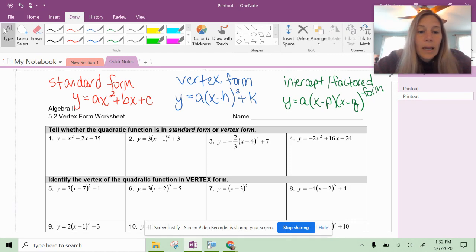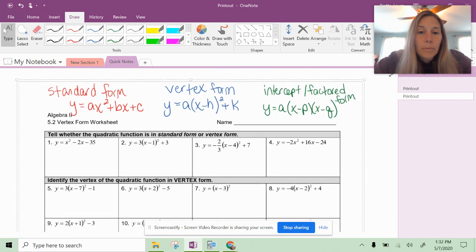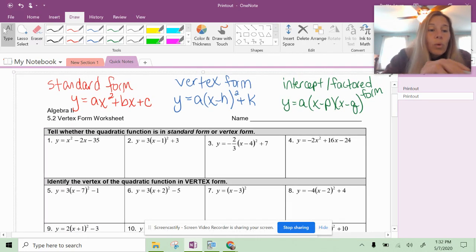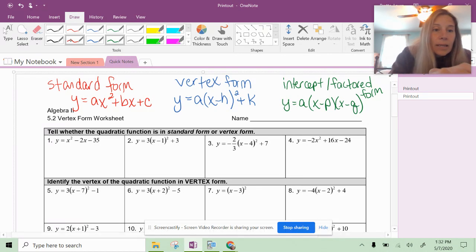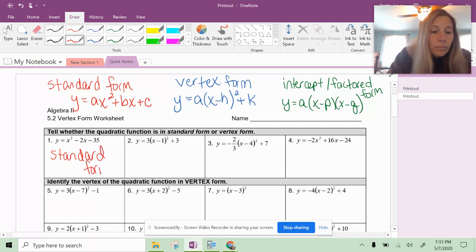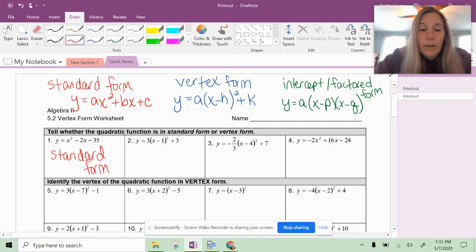So we're just looking at numbers 1 through 4 here. And we're just going to say which one it is. So number 1, you can see there's no parentheses anywhere there. It's just x squared minus 2x minus 35. So this would be an example of a quadratic equation that is in standard form. And that's it. We just want to make sure we can tell the difference.